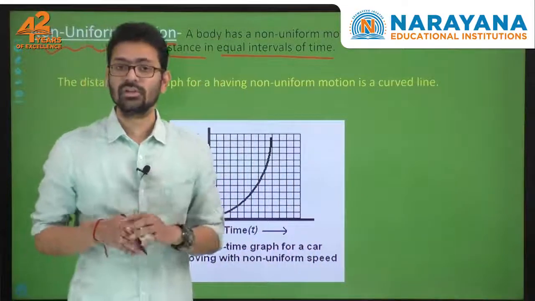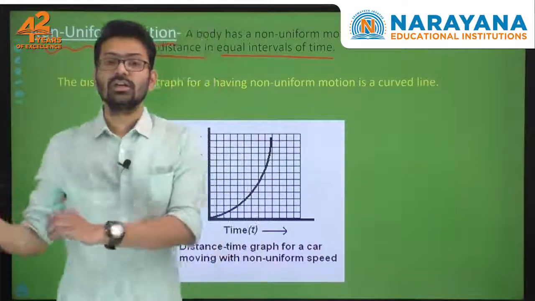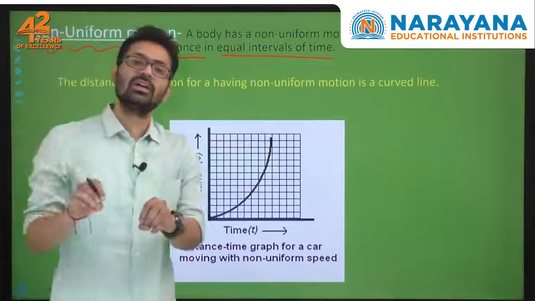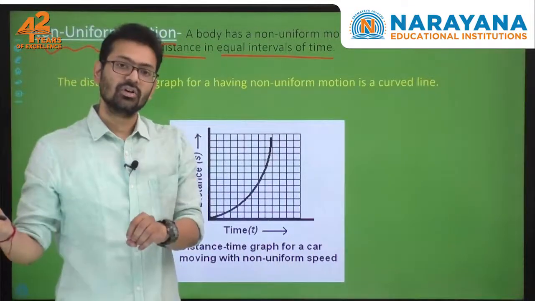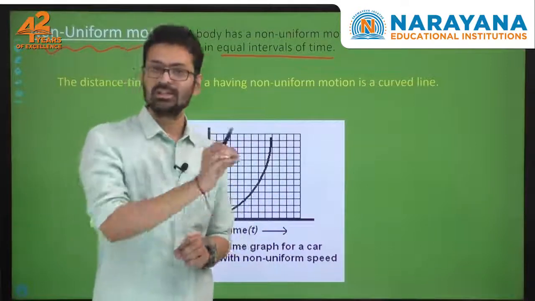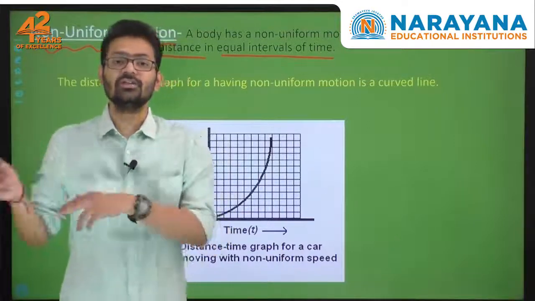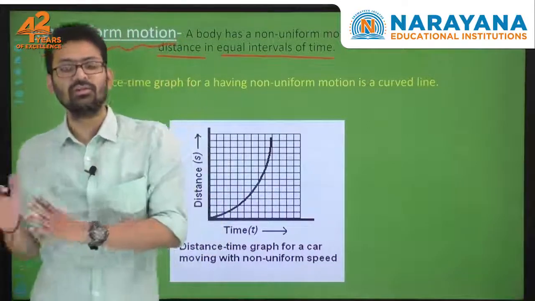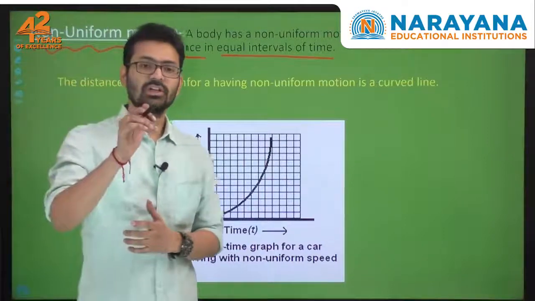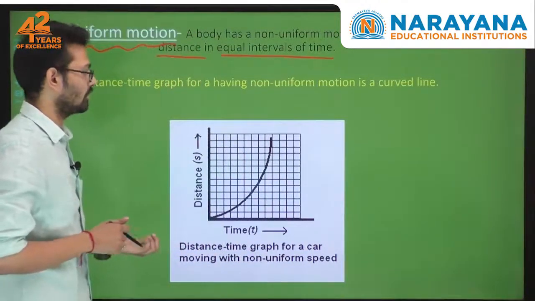So what happens here? The time interval is the same: 10 seconds, 10 seconds, 10 seconds. But the distance covered is 2 meters the first time, 1 meter the second time, and 5 meters the third time. So there is a difference in the distance. If there is a difference in distance with equal intervals of time, then that body is said to be in non-uniform motion, and you can represent it in graphical form in this way.